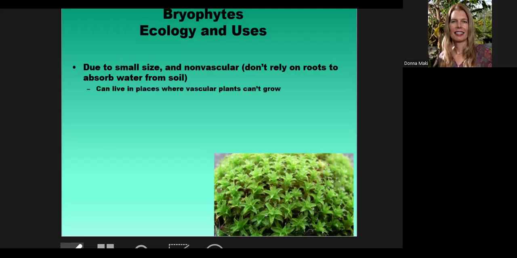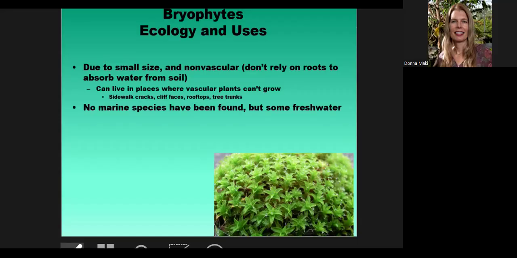They can live in places vascular plants can't. They don't rely on the soil for their water. They don't rely on the soil for their minerals. So they don't have to have soil, and they can grow on concrete and rooftops. They're kind of similar to lichen in that regard, where they can grow pretty much anywhere and they're just fine. By the way, I have mosses on my garage roof because a tree is shading it.